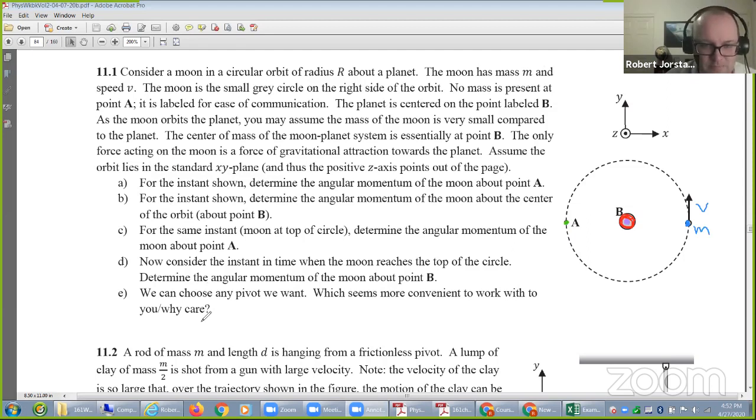The point of this problem that we're doing is to discover it helps to pick the best choice. So notice in part B, we will discuss which way seems more convenient to work with and why we should care. So just give me a little latitude, even if it seems crazy to do what I'm going to do here. Let's do this problem. For the instance shown, determine the angular momentum of the moon about point A. And then we're going to do it about point B. So I'm going to clear this out and go over to the solutions. So again, we're doing part A.